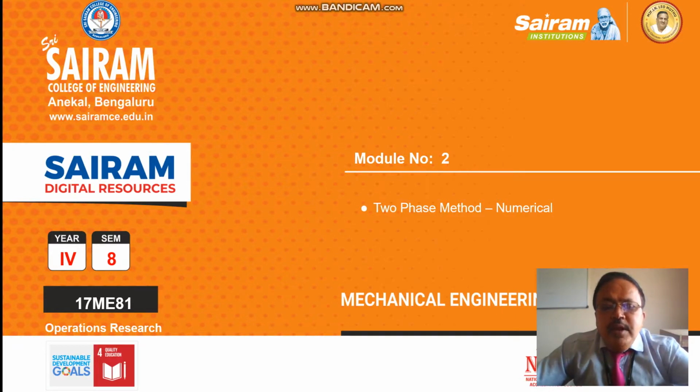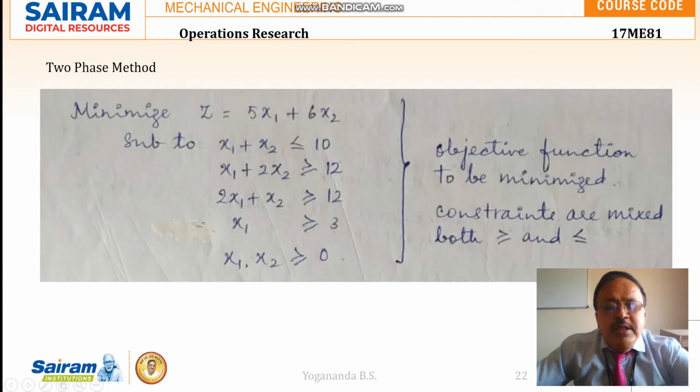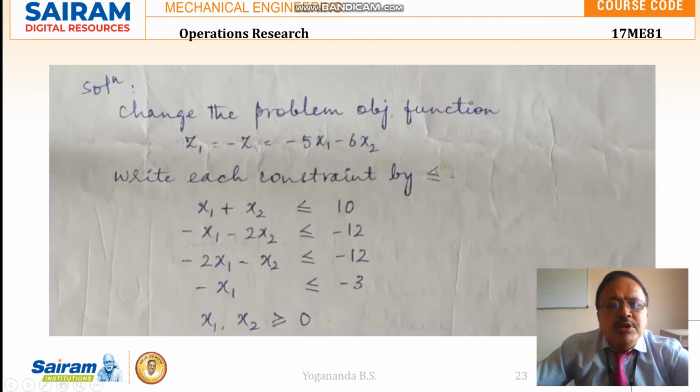Good morning, friends. Now we are discussing a two-phase method numerical in module number 2, that is LPP solving, of the subject operation research. Two-phase method. Here the objective function is to be minimized, subject to the four constraints, four equations we have with the two variables x1 and x2, which are greater than or equal to 0.